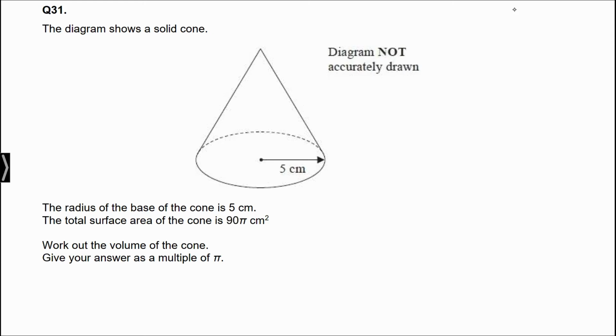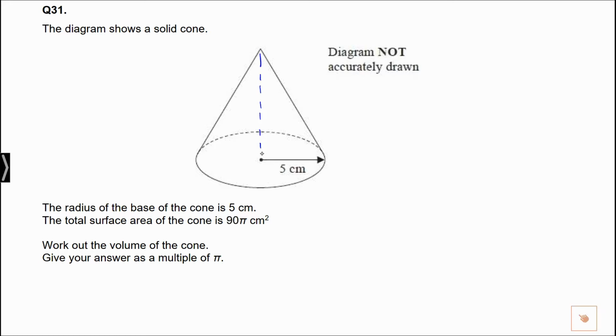So in number 31, we have the diagram showing a solid cone. And we are given the radius of this cone, which is 5, and the total surface area. We are required to work out the volume of the cone. Now, for this cone here, we don't have its height.